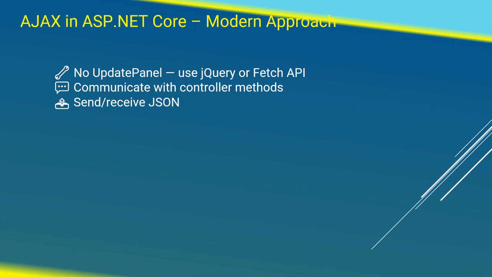In ASP.NET Core, AJAX is done manually using JavaScript. We use fetch or jQuery.ajax to send a request to controller methods and receive JSON or HTML.